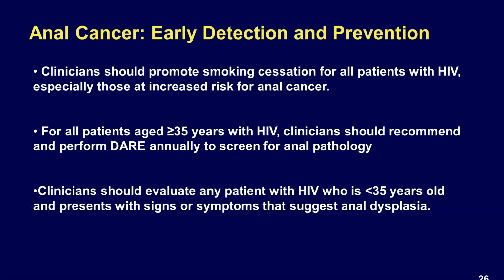Smoking cessation is very important for all patients with HIV, but we found that it's extremely important to discuss this in patients living with HIV who are at an increased risk for anal cancer. Also, as I mentioned before, any patient more than 35 years old living with HIV disease should have a digital rectal examination annually by their clinicians to screen for anal pathology. And any patient who has any anal symptoms should be examined. This is extremely important, and we recommend doing this annually.